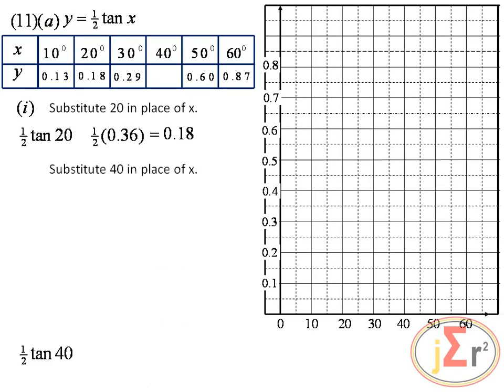And then we do the same for 40. A half of tan 40, half of 0.84, and that is equal to 0.42, and 0.42 also takes its place in the table.